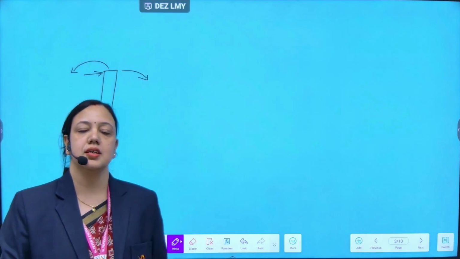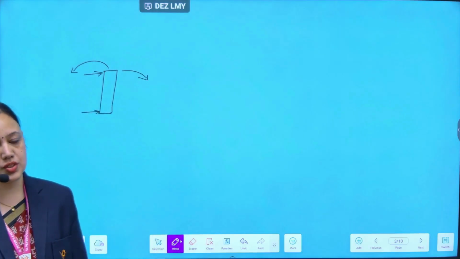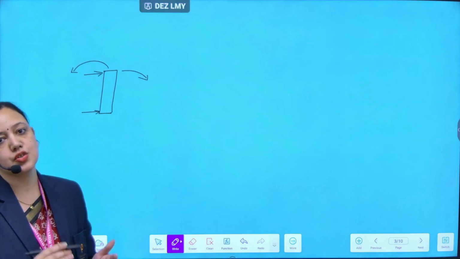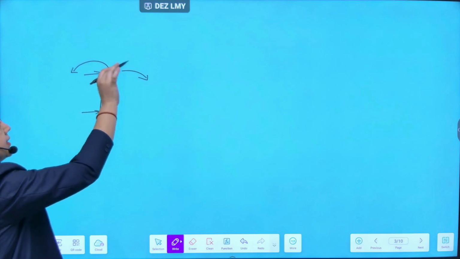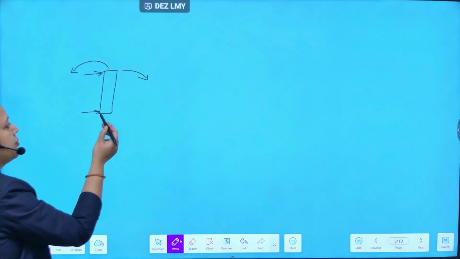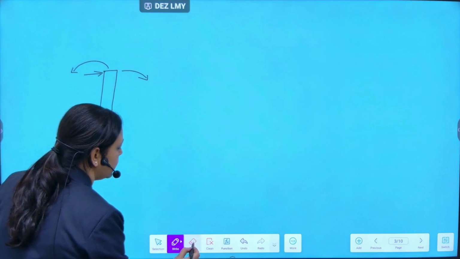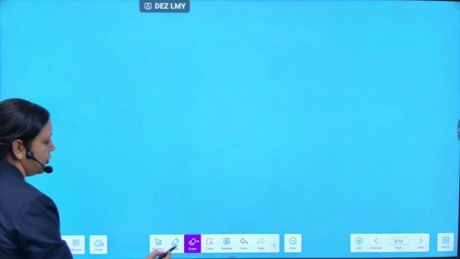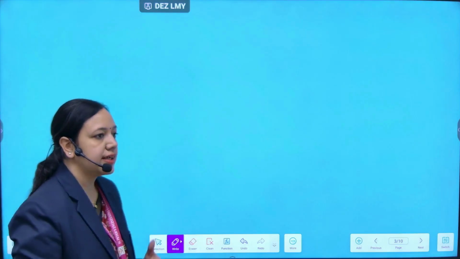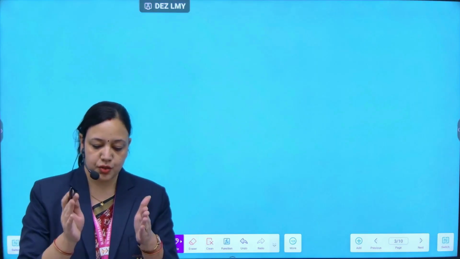So hence it is very important to understand in which direction you are applying the force, what is the point of application of the force. As you can see, if I am applying the force at the top, it has a tendency to move away. If I am applying force at the bottom, it has a tendency to move towards the direction of force. So these are important characteristics of force. As I've mentioned again, force is the external energy to move an object from one position to another position.